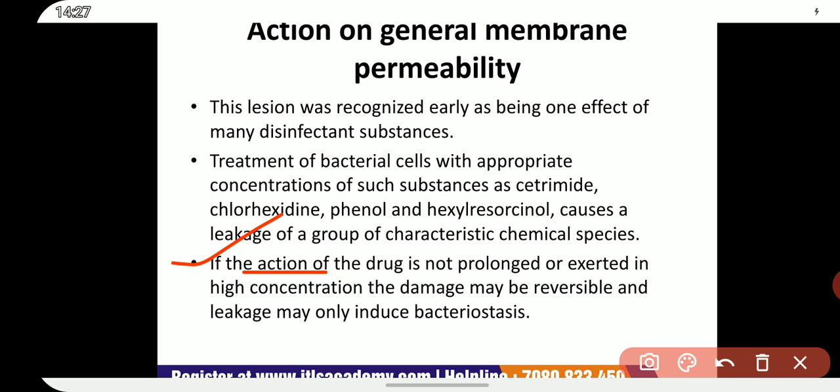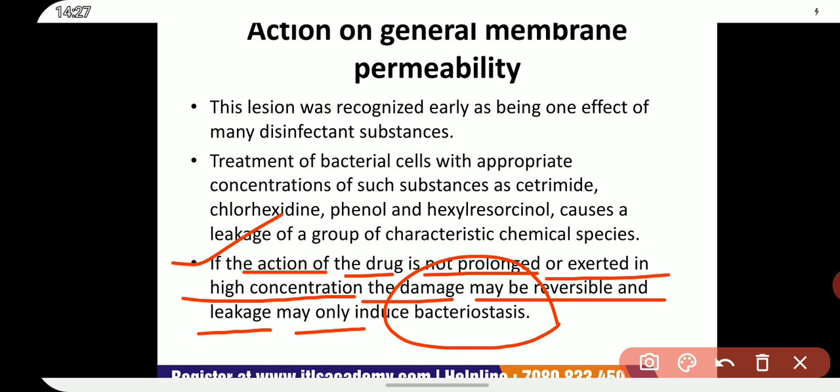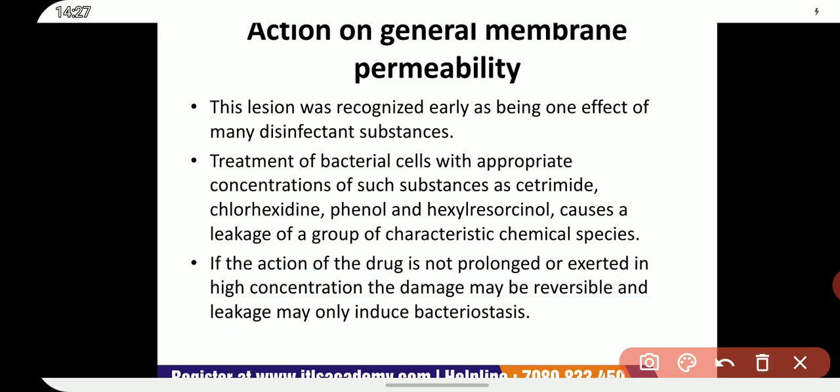If the action of the drug is not prolonged or exerted in high concentrations, the damage may be reversible and leakage may only induce bacteriostasis. In bacteriostasis, the bacterial cell does not grow, it does not proliferate, but still it is a live cell. While in bactericidal action, lysis of the bacterial cell occurs.